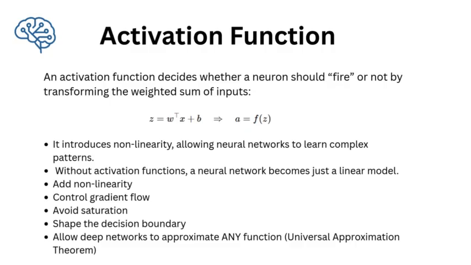Another key role of activation function is to control gradient flow during training. A good activation function helps gradients propagate effectively through the network, enabling faster and more stable learning. They also help avoid saturation, where the neurons stop learning because the gradient becomes too small or too high. Most importantly, activation functions enable deep networks to approximate any function, a result supported by the universal approximation theorem.